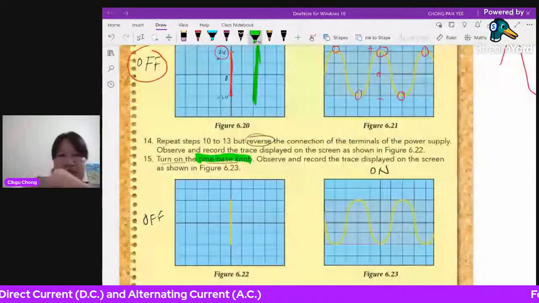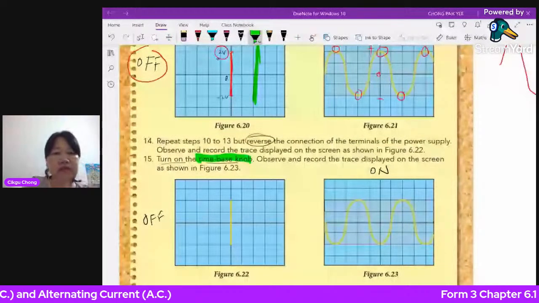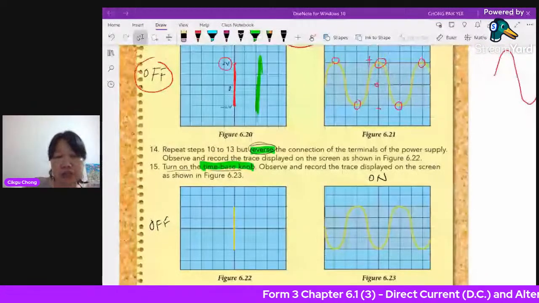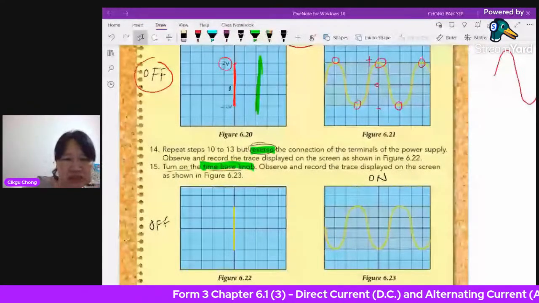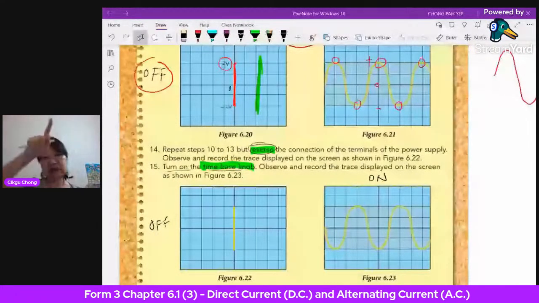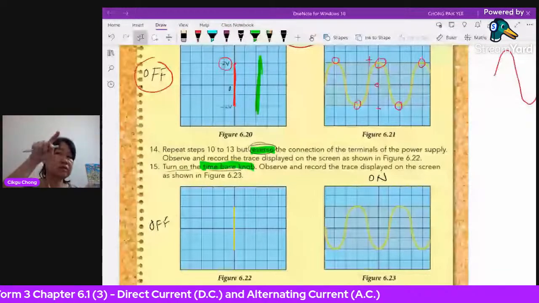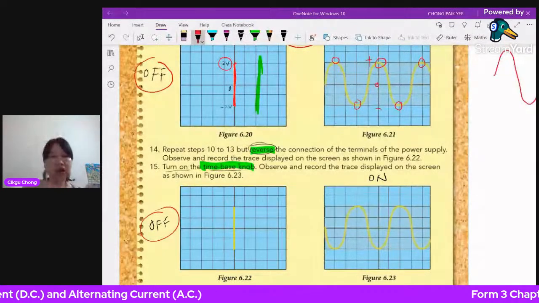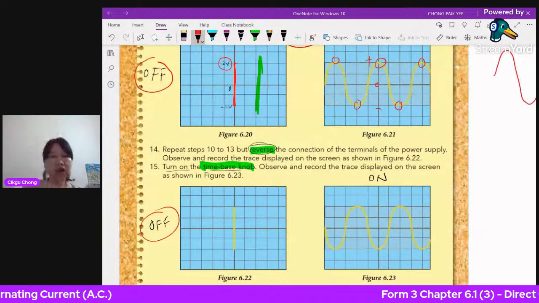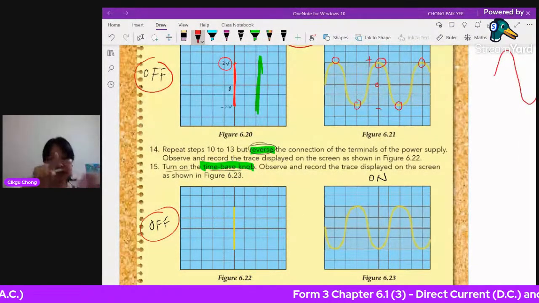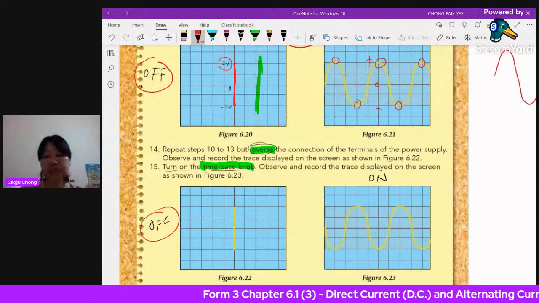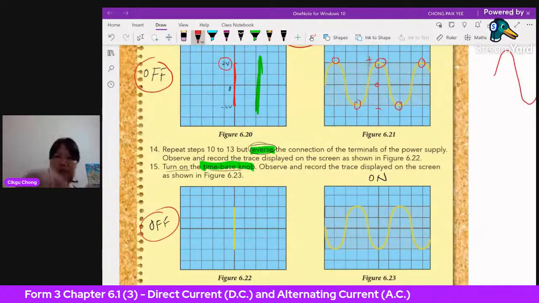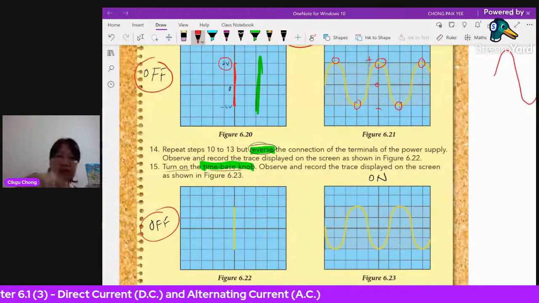If I reverse the direction, when the time-base knob is switched off, you don't see anything much. It's about the same because it's still going up and down, up and down. Just now you started with positive, then went to negative. Now you start with negative and then positive. This is the opposite direction, but you still get the same pattern because the paper is not moving, right? The time-base knob is not switched on. So it's up and down, positive, negative, negative, positive. It's like going back and forth.